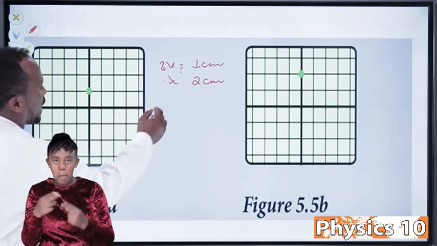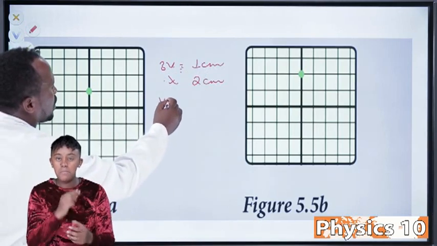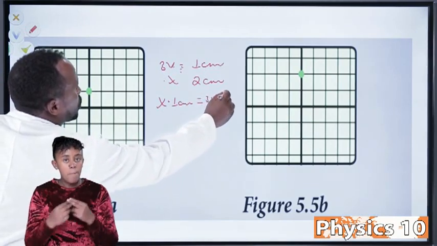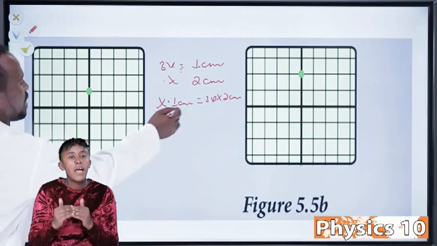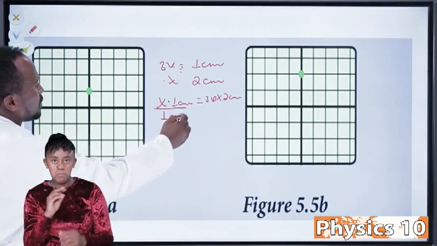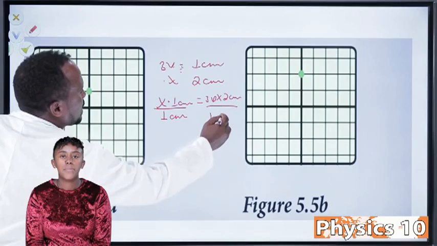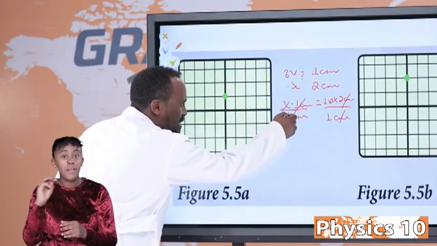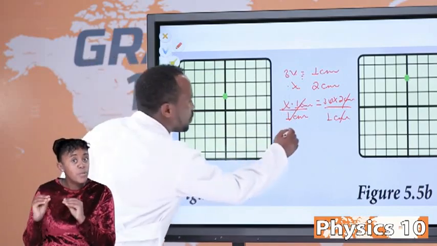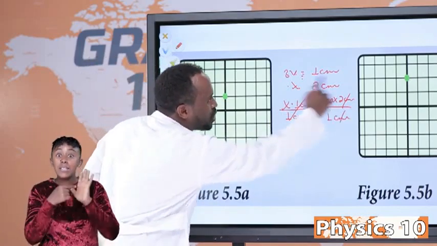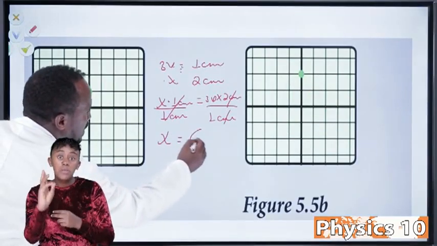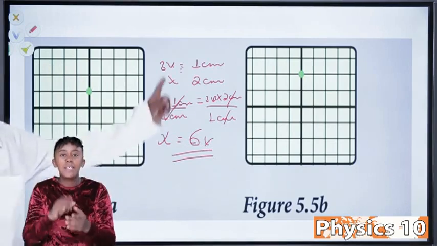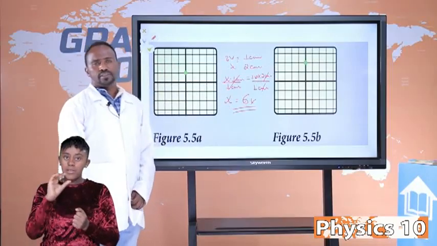Therefore, by cross multiplication, x times 1 centimeter is equal to 3 volts times 2 centimeters. Then divide both sides by 1 centimeter. Here centimeter is cancelled by centimeter, 1 centimeter cancelled by 1 centimeter. Students, we get the final voltage that deflects the spot by 2 centimeters: 3 times 2 is 6 volts. This is the unknown potential that deflects the spot by 2 centimeters.